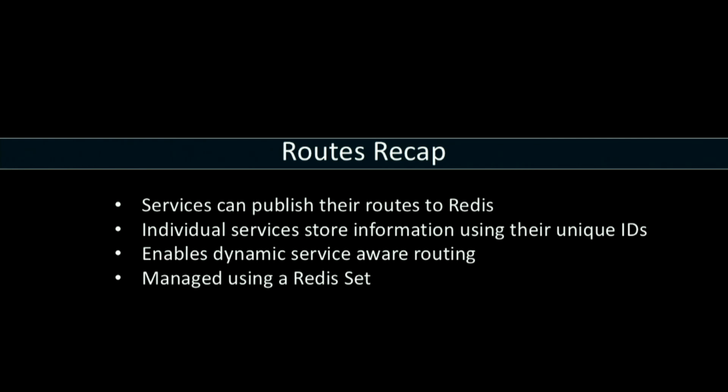So let's recap. Each service publishes its routes to a Redis set. Accessing the individual routes reveals a collection of route entries for that service. Routes are stored in Redis using a set data structure, which avoids duplicate routes. The published routes can be used to implement dynamic service-aware routing. Next, let's consider load balancing.